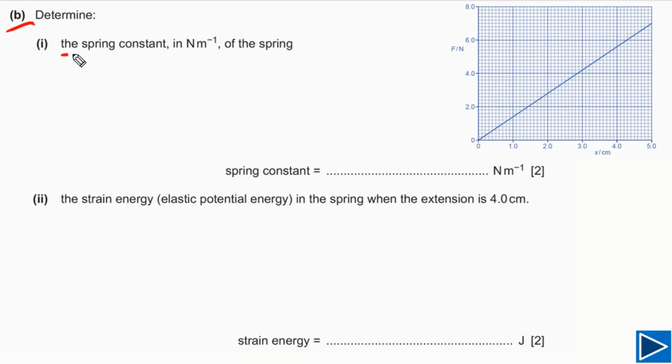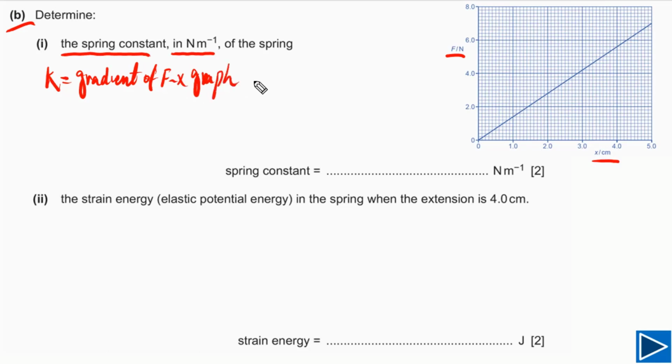For part B1, the question is asking us to calculate the spring constant and our answer has to be in newtons per meter, and a force against extension graph is given to us. It simply means that k in this case is equal to the gradient of the force versus extension graph. Simply we have to find the gradient. In order to find the gradient, we can take 2 points on this line. Let's say we take this point and we take another point here. This is our second point.